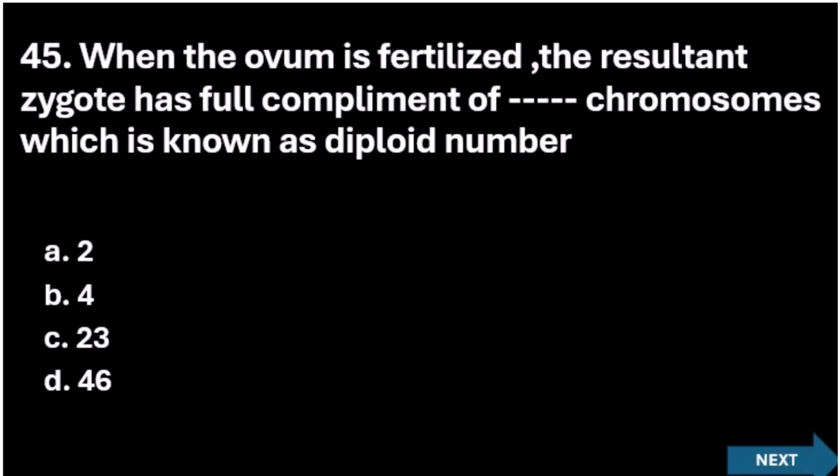The last question. When the ovum is fertilized, the resultant zygote has a full complement of dash chromosomes, which is known as diploid number. Option A, 2; option B, 4; option C, 23; option D, 46. The right answer is 46. So, when the ovum is fertilized, the zygote will have a full 46 chromosomes, which is known as diploid number.